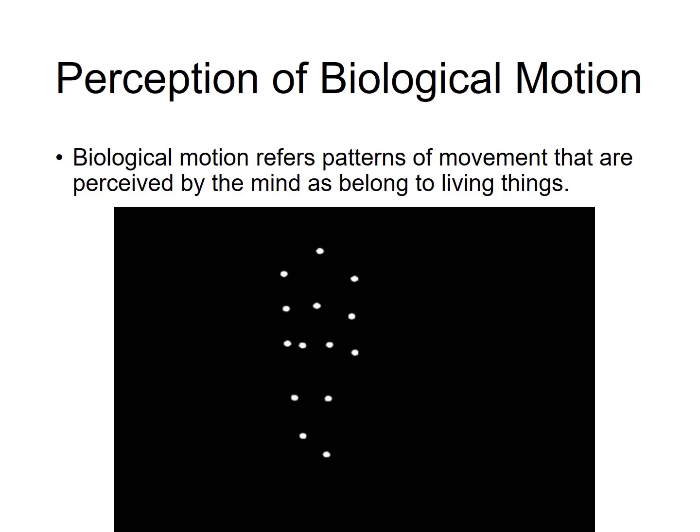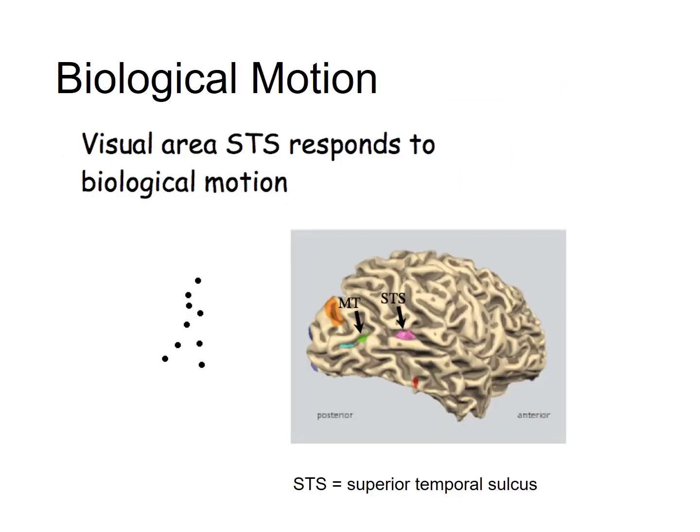Biological motion refers to the patterns of movement that we can perceive in our minds as belonging to living things, such as humans or animals moving around in space. Researchers have found that the area of the brain that's responsible for perceiving biological motion is the superior temporal sulcus, or STS. That's all for now.